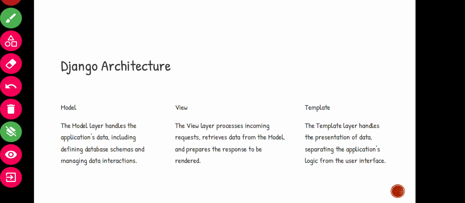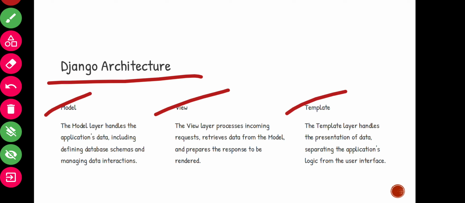So the next one we're gonna see is Django architecture. In Django architecture, it contains three types: one is model, view, and template. So we're gonna see model. The model handles application data, which means it helps to manage the data interactions.